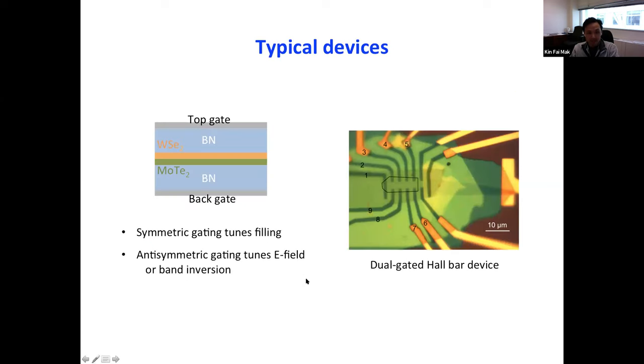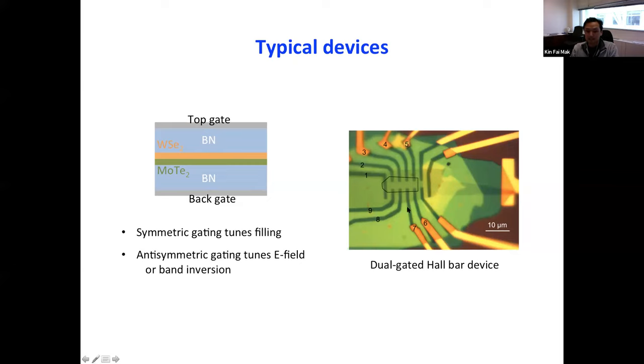And let me just, before I get into the results, briefly tell you about the device structure that we look at. This is the moiré heterobilayer. It's sandwiched between the boron nitride substrates, which are very good gate dielectrics, with the top and the bottom graphite gates. And because we have two gates, we have 2 degrees of freedom in our device. So we can independently tune the filling factor, the doping density in the moiré material, as well as the electric field perpendicular to the material, which can cause band inversion in the system.